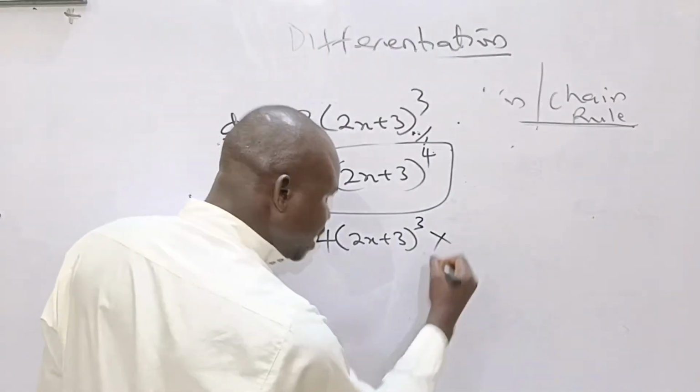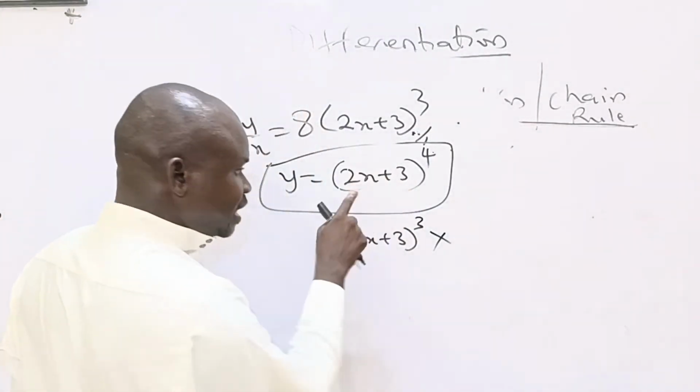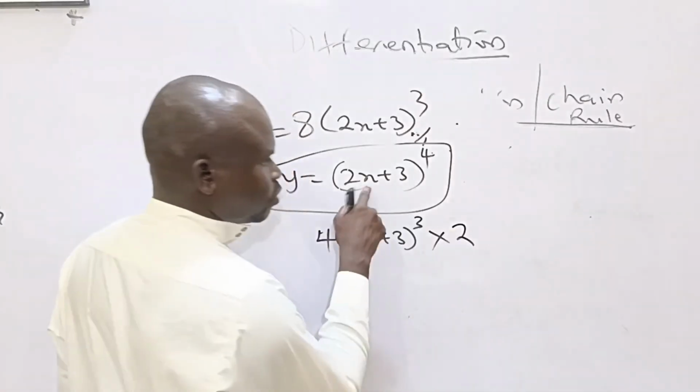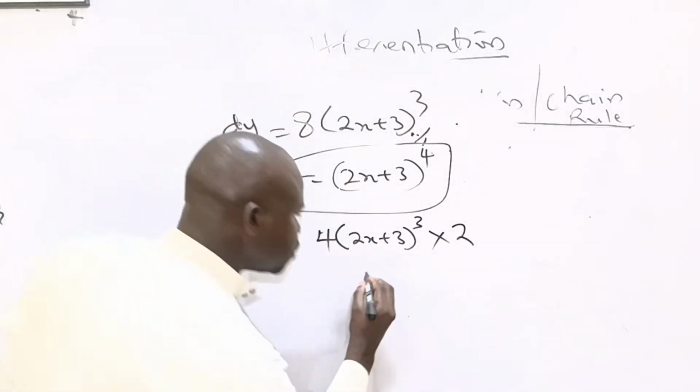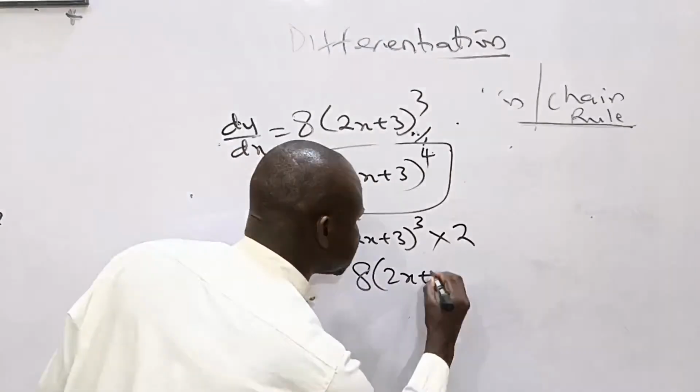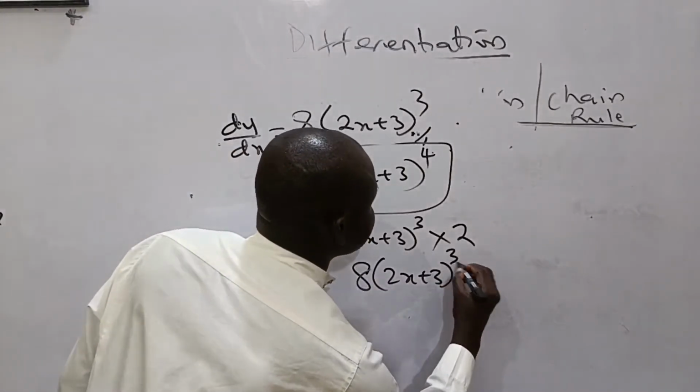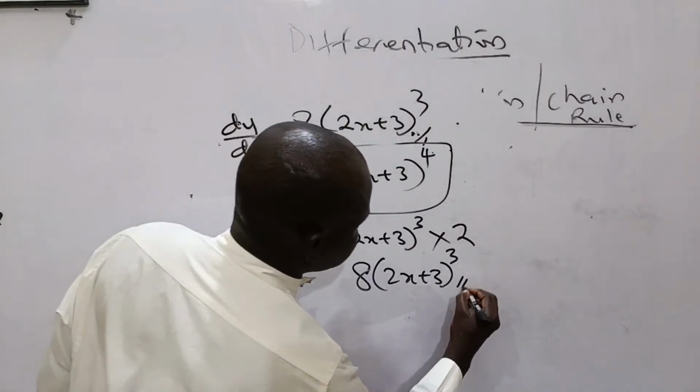Multiply by the differentiation of what you have inside. If you differentiate this, it is 2, because differentiation of a constant is 0. When you differentiate 2x, you get 2. 2 times 4, 8, into bracket 2x plus 3 raised to power 3. That's what you're going to get.